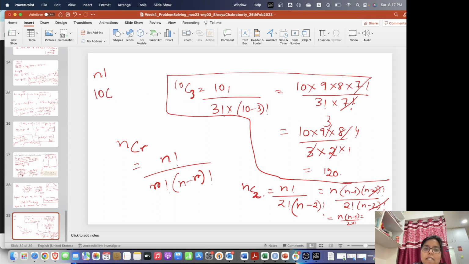So 10C8 will again work, because it is 10 factorial by 8 factorial into 2 factorial. Then it is 10 into 9 by 2. So only when the difference is 2 will this shortcut work, otherwise it will not work. Please be careful about this.